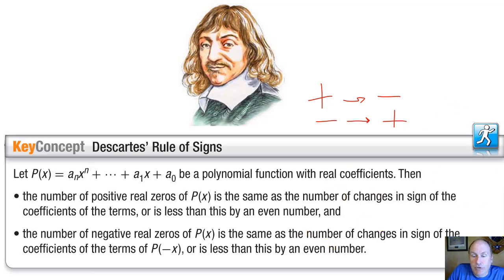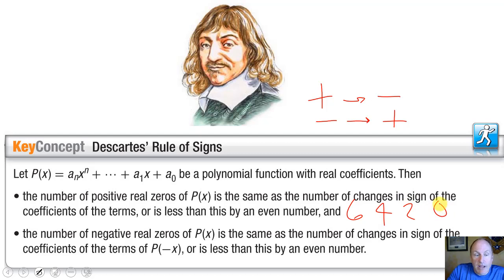So the number of positive zeros is going to be the same as this number of sign changes, or less than that by an even number. In other words, let's say we got 6 sign changes. Well, it could be either 6 or 4 or 2 or 0. It is possible to be 0.